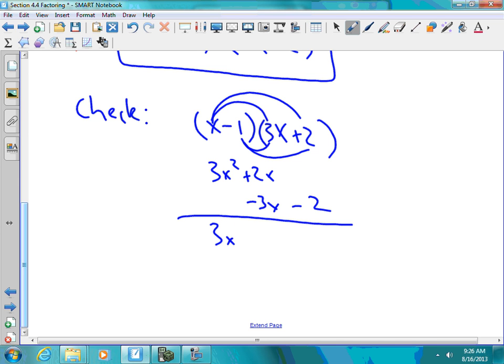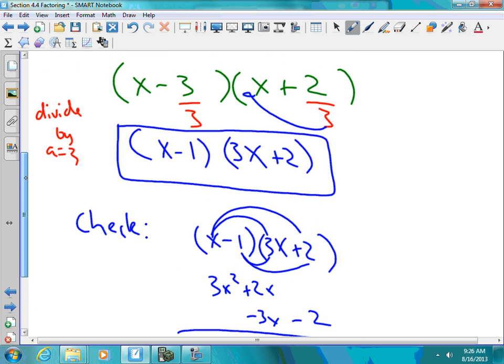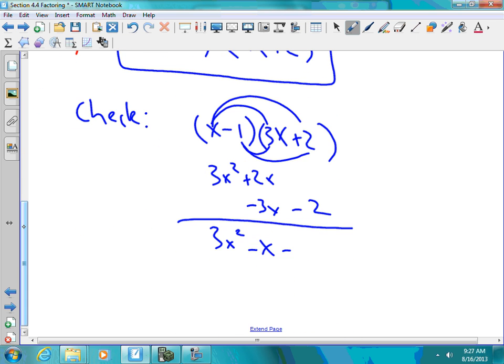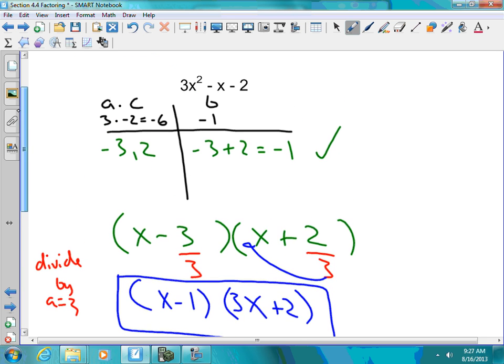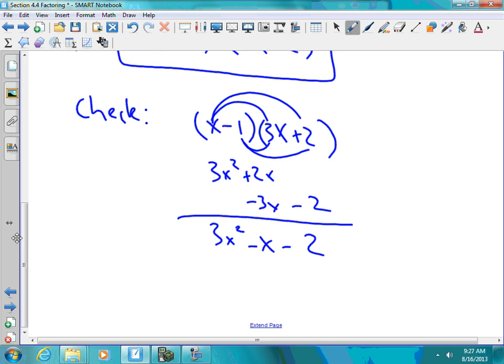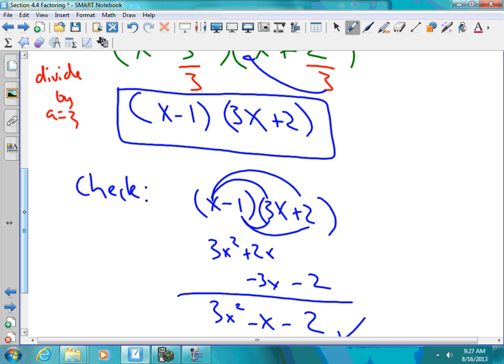We get 3x squared minus x minus 2. So, is that what we wanted? I was checking 3x squared minus x minus 2. If that checks, that tells me that my answer up here is good to go. So let's try one more.